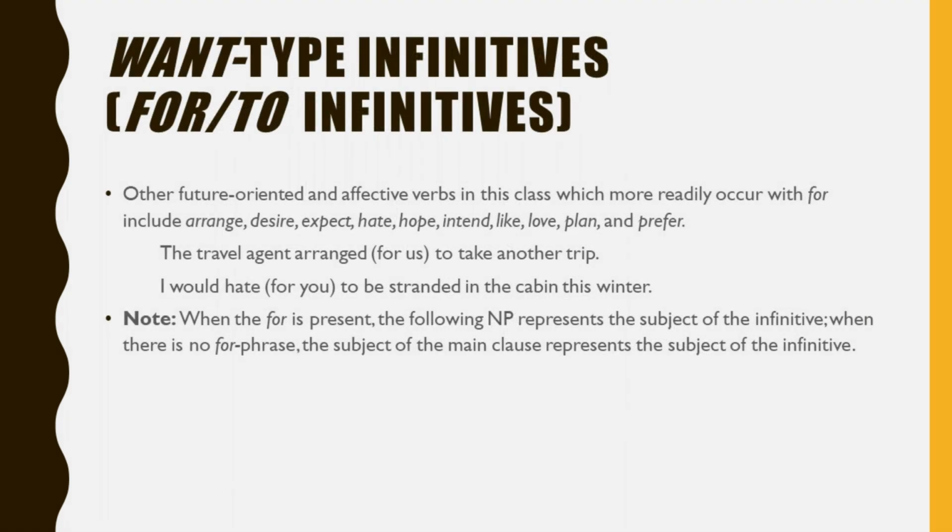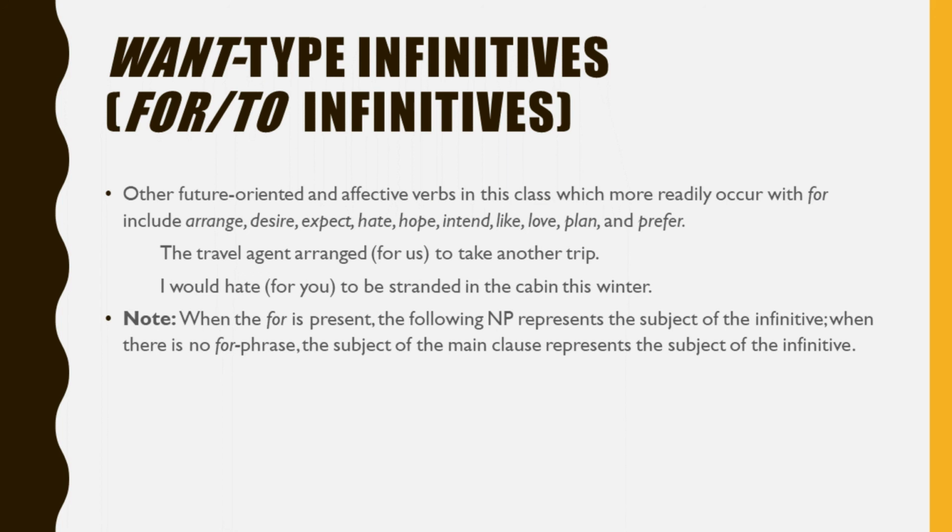With some verbs such as want, expect, and hope, some native speakers find the for phrase either overly colloquial, dialectal, or both, and simply use other means to express the same meaning. The factors that bear on this choice merit further research. Other future-oriented and affective verbs in this class which more readily occur with for include arrange, desire, expect, hate, hope, intend, like, love, plan, and prefer. For example, the travel agent arranged for us to take another trip. I would hate for you to be stranded in the cabin this winter.